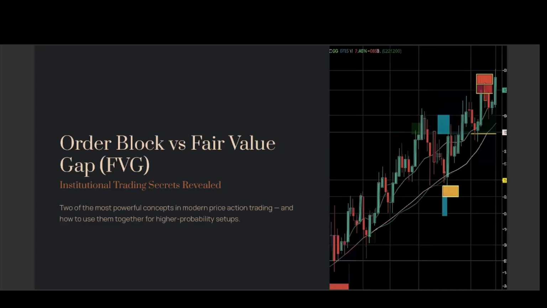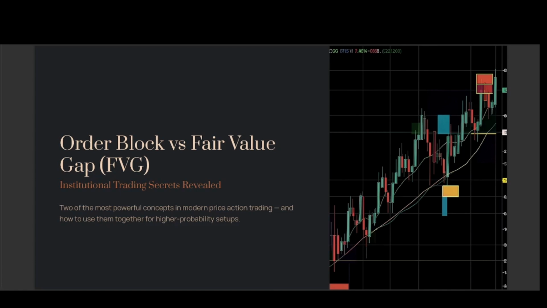Order blocks versus fair value gaps, which is stronger? Most traders generally confuse order blocks and fair value gaps, but institutions use them differently. Understanding these two concepts is the key to spotting where big money enters and exits the market.